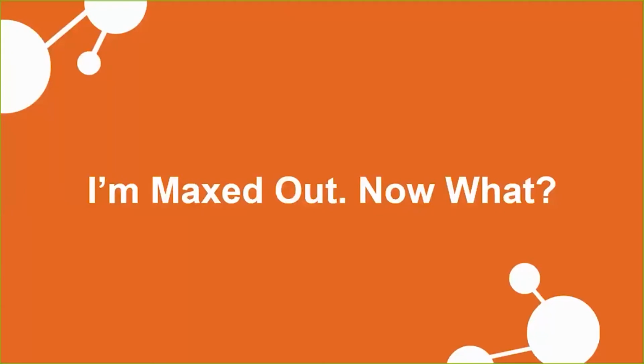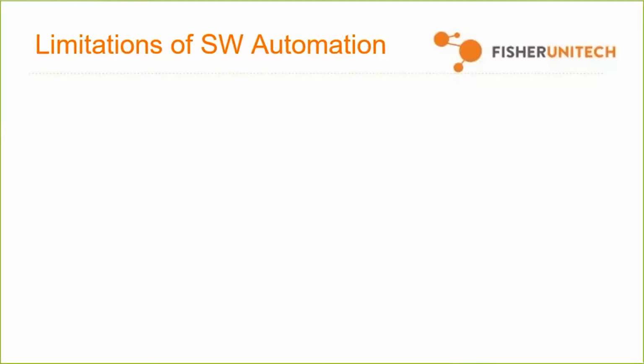All right, so let's get into the meat of what we're here to talk about. You're maxed out. You've got an assembly that is configured in SolidWorks, and you're trying to make use of automation, but that automation is slowing down or you're experiencing a lot of issues. So let's talk about some of the limitations of SolidWorks automation. We're going to go ahead and actually demonstrate.